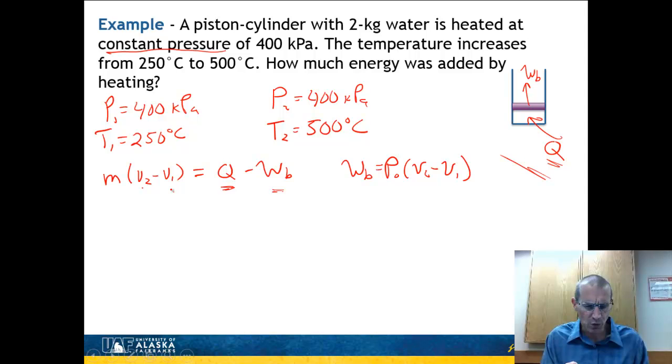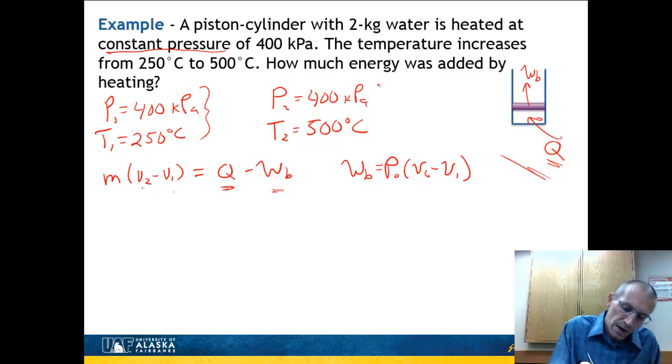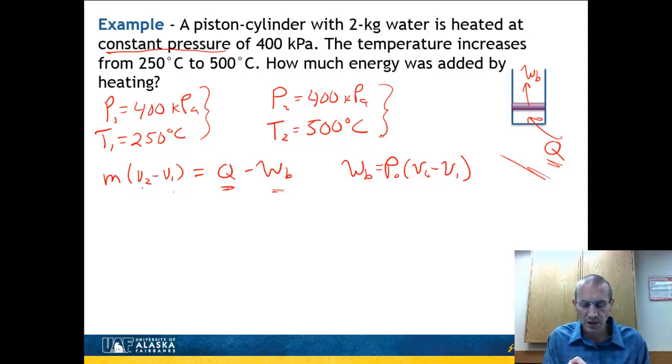And then U2 and U1. So what I need are some other properties. Now, looking here, I have a P and a T, and those are two intensive variables. And same thing at the outlet. So the state postulate says the system's completely defined. I can go ahead and find U and V. I just need to use an equation of state or a table.